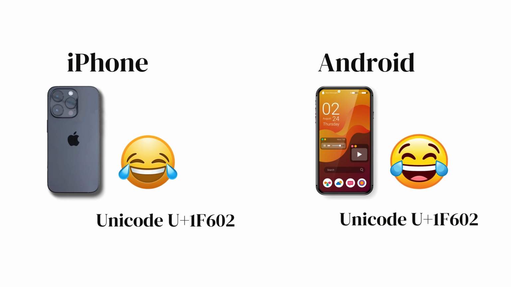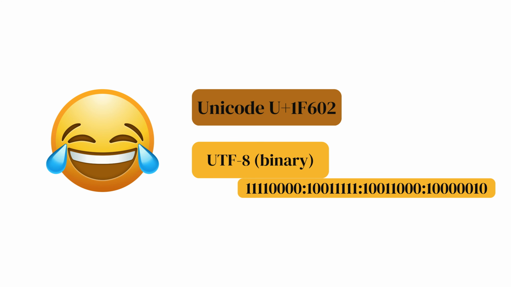The face with tears of joy emoji, for example, is Unicode U+1F602. That's its official number. But Apple, Google, and Microsoft each design their own version of how it looks. And just like letters, emojis are stored as numbers, which computers then translate into images for us.